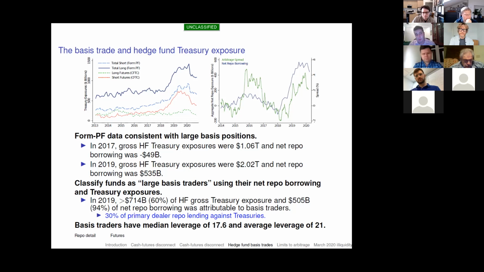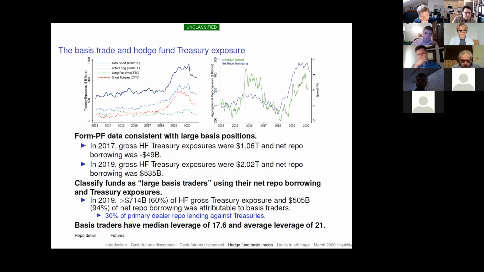Now, in order to speak a little bit to the risks that this could involve, we look at the leverage of these funds. And we find that the median leverage of basis traders is around 17.6, and the average leverage is about 21:1. So, I don't necessarily love comparisons to LTCM, but if you want to think about it, LTCM had roughly $50 billion of gross assets and a leverage of about 25:1. I did some back of the envelope math last night, and the least you could believe, given what we reported, is that the maximum leverage across basis traders is 25:1, so about the same size as LTCM.